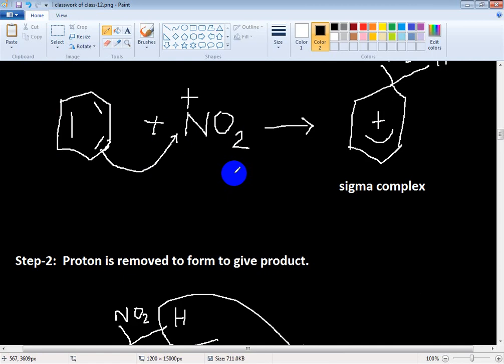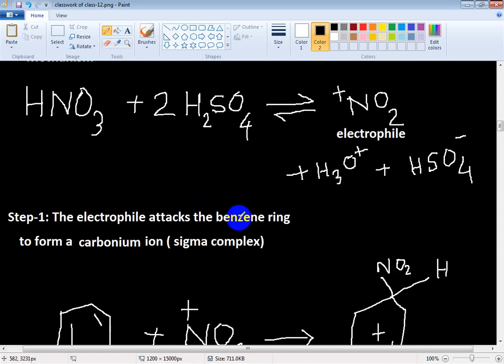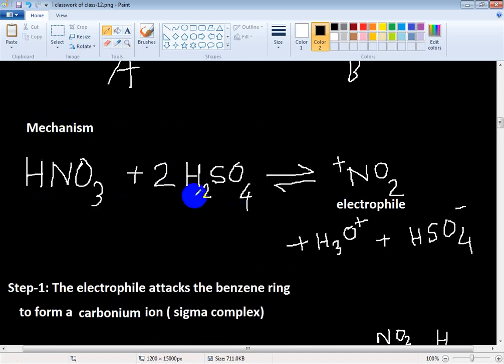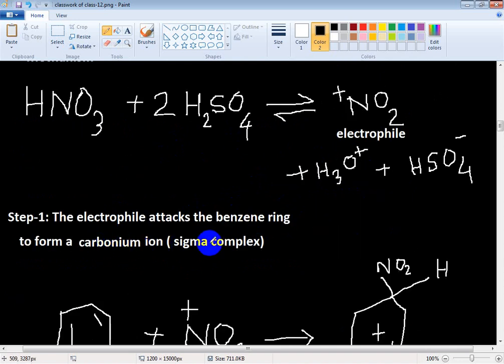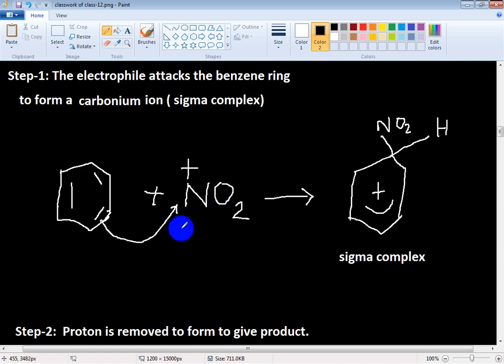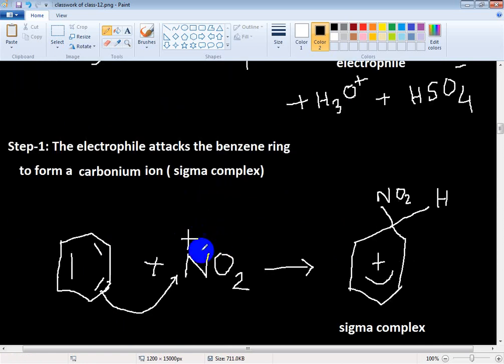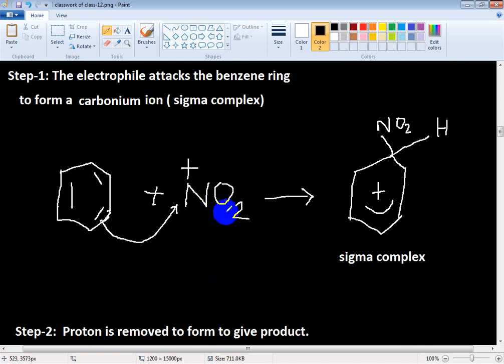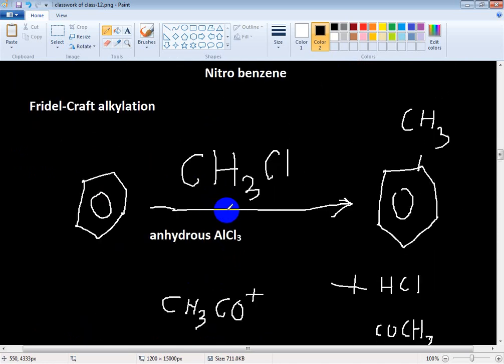All reactions use the same mechanism. At first you form the electrophile. At the beginning of the mechanism, you show how the electrophile forms. Then in step one, you write that the electrophile attacks the benzene ring this way. If chlorine is here, the chlorinium ion is chlorine, right? I have nitration, so NO2. Have you understood?